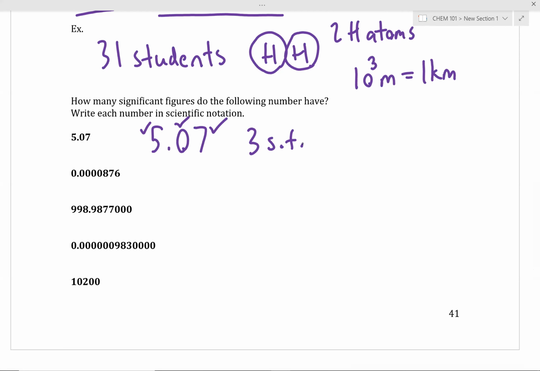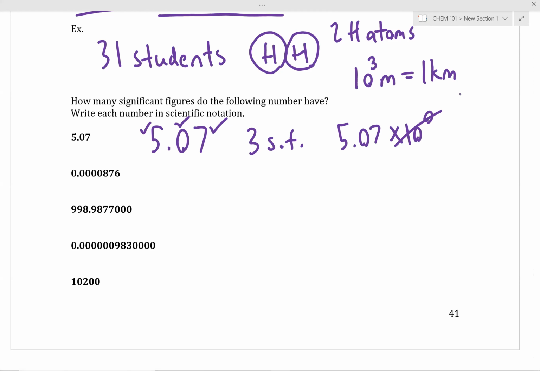Why is it in scientific notation? Is 5 between 1 and 10? Yes. And you can technically try to write this as 5.07 times 10 to the 0, but we typically omit powers of 10 that are not necessary. We omit 10 to the 0.